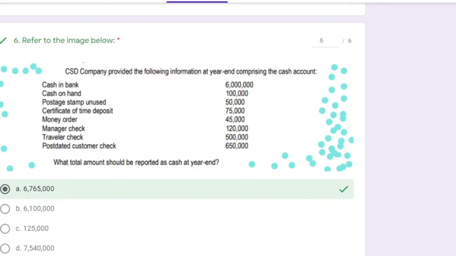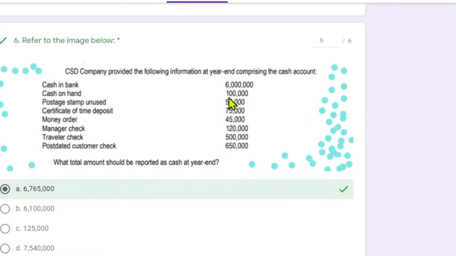Binigyan ka ng CSD provided the following info at year-end comprising the cash account. So, binigyan ka ng detalye: cash in bank, cash on hand, and so on. Ang tinatanong is the total amount to be reported as cash. So, ano-ano ba yung mga cash na yan? The cash on hand, cash in bank, and the cash fund.